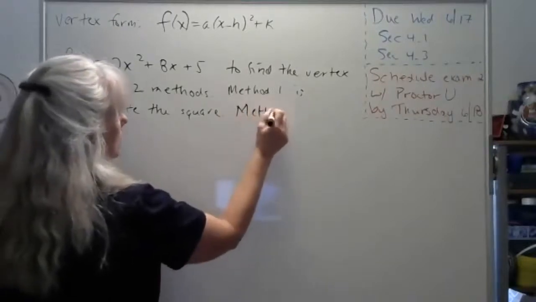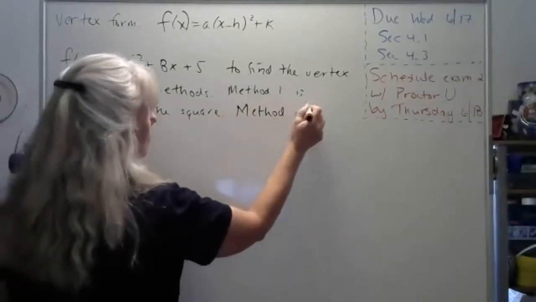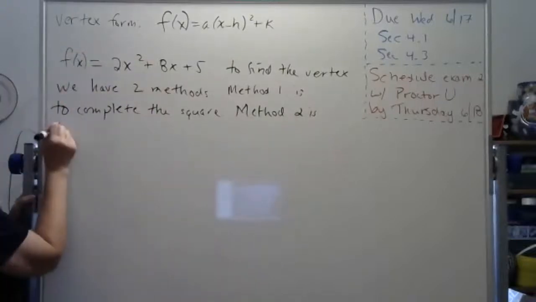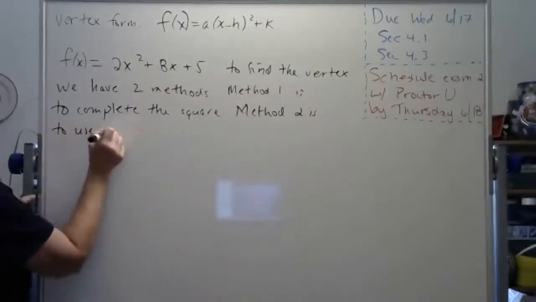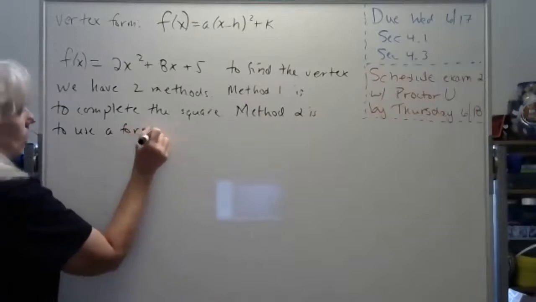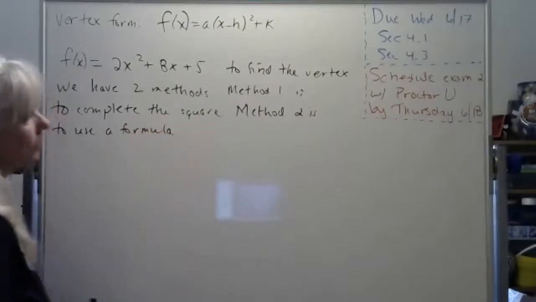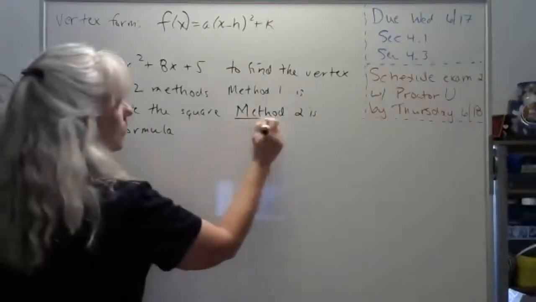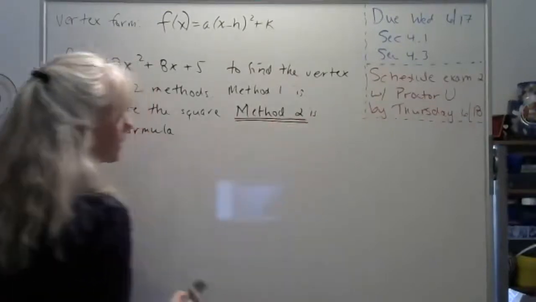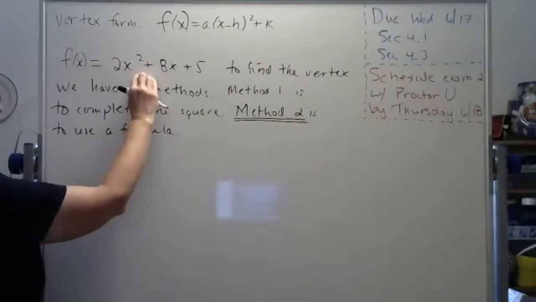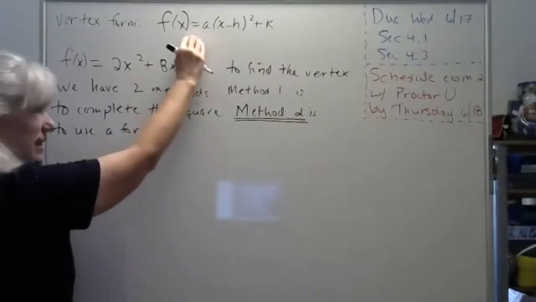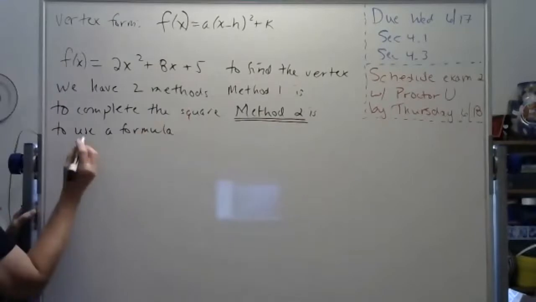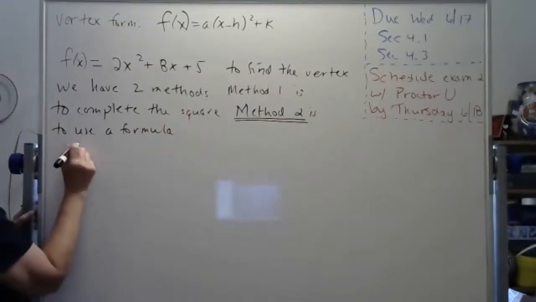We're going to use method 2 because it's easier on us, which is to use a formula. Well, that sounds like a much easier method. Okay, so we're going to pick up method 2. So again, our goal is to take this beginning quadratic and make it look like this so we can find the vertex.